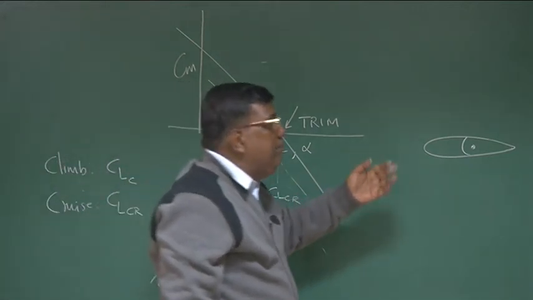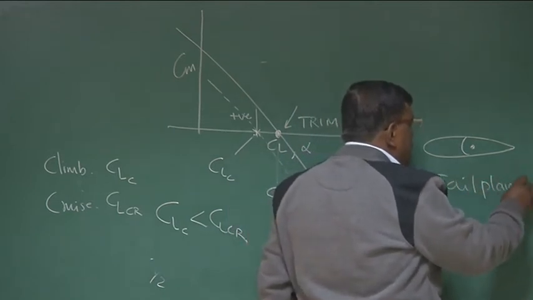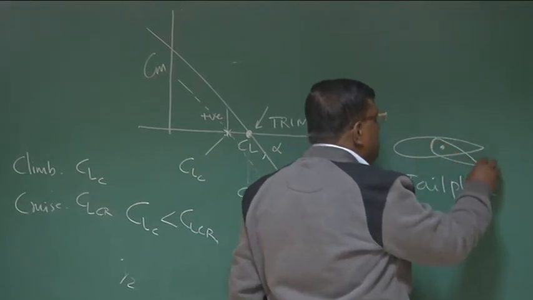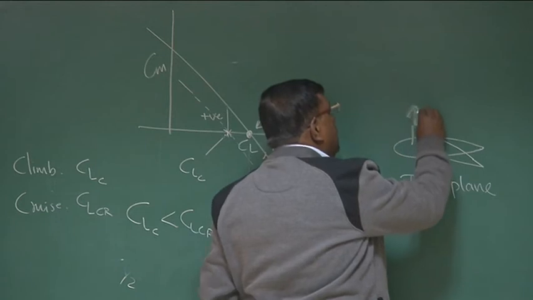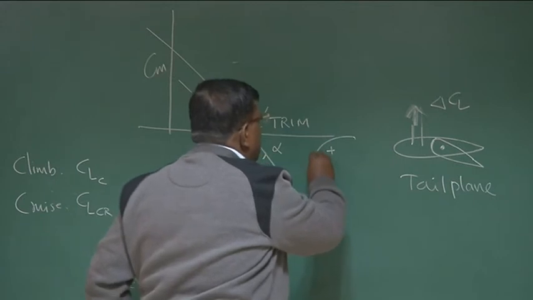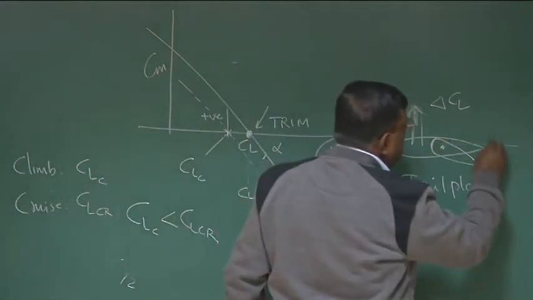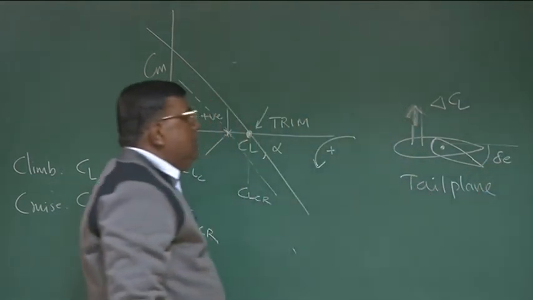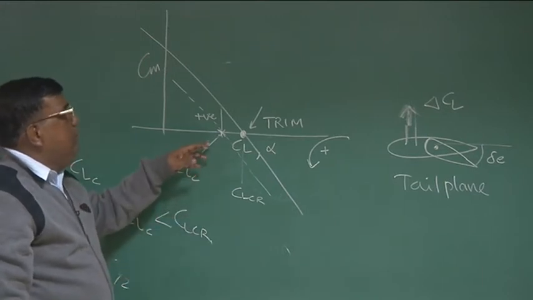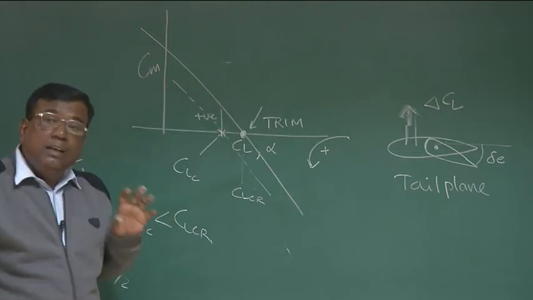So how do you produce negative moment using the elevator? If this is the tail plane, what do you have to do? Negative moment means you have to put the elevator down. As you put the elevator down, there is an additional delta CL, which about the CG will give you negative moment. So this delta E, whatever you have deflected, should be sufficient to generate a negative moment whose magnitude will be equal to this much positive moment. So that is the control problem.